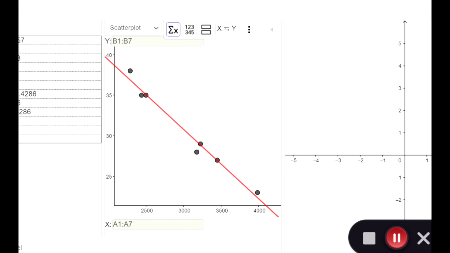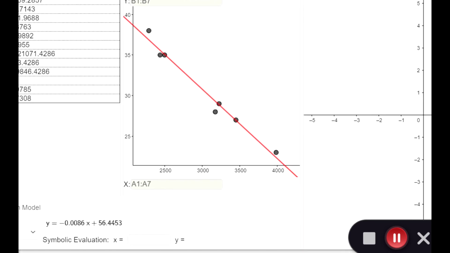I wanted to let you guys know that if you do go through and look at your GeoGebra down here at the bottom, it does say symbolic evaluation. You could plug in 3,000 here, and it gives you a y value. It's going to be a little bit different than our y value because we've rounded. So if you set your decimal approximation to like 10 decimal points, then you'll get the same value as on your calculator when you calculate it by hand.